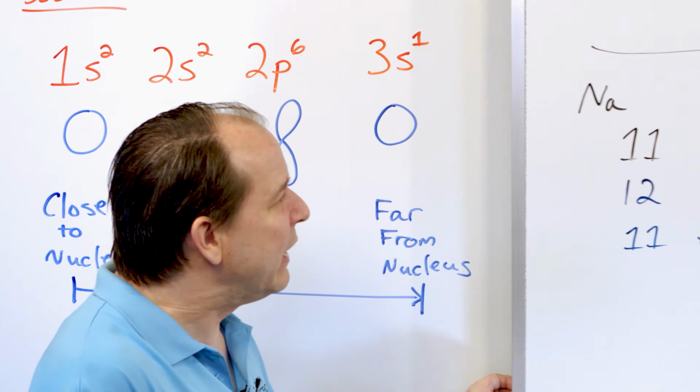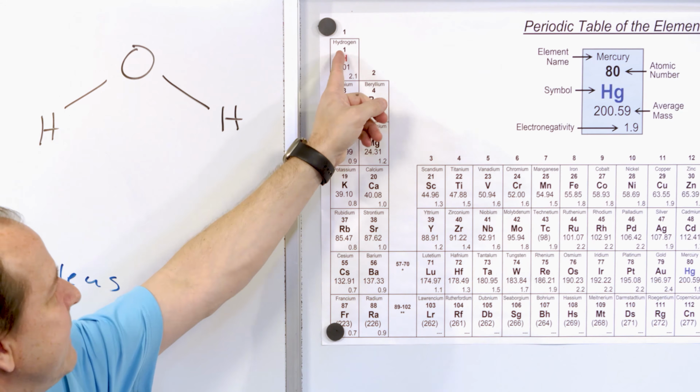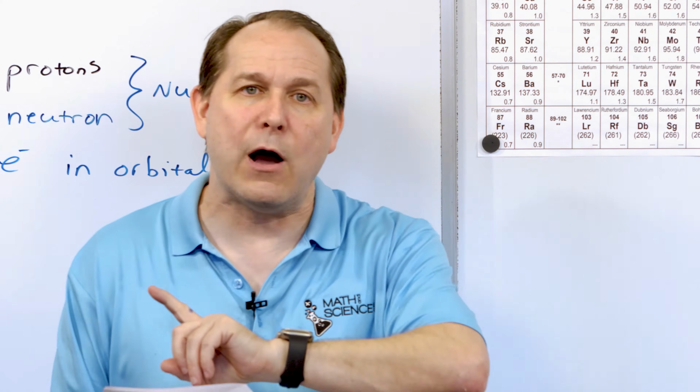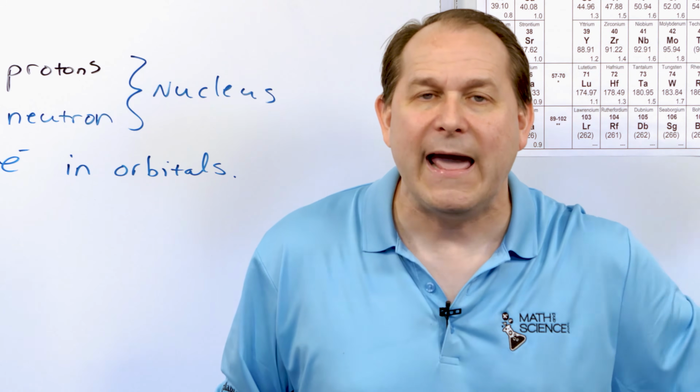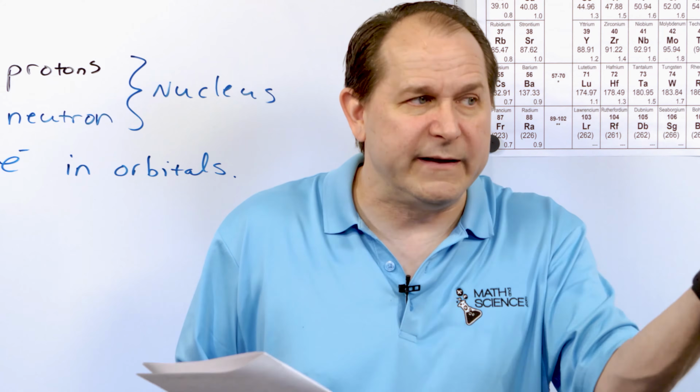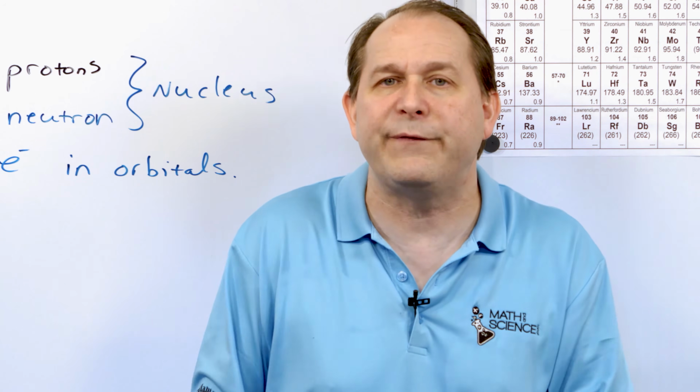That is the punchline as to why everything in this column reacts so readily, because there's a lone electron hanging out way beyond the orbit of Pluto. And that electron is shielded from seeing the positive charge tugging on it from the nucleus. So it's just very easy to pull it off.